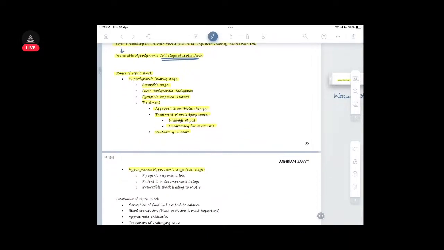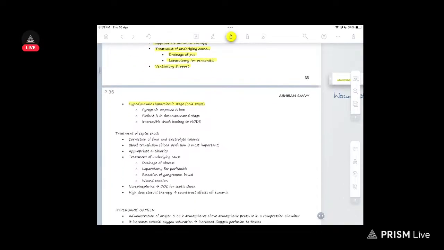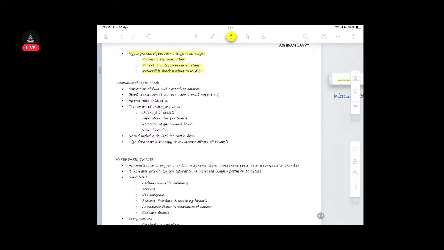Septic shock: you provide ventilator support. In the hyperdynamic stage, treatment is antibiotics, treating the underlying cause, drainage of pus, and ventilator support. Then in the hypodynamic hypovolemic state, the pyrexic response is lost. The patient is in a decompensated state. Irreversible shock leads to multi-organ dysfunction syndrome.